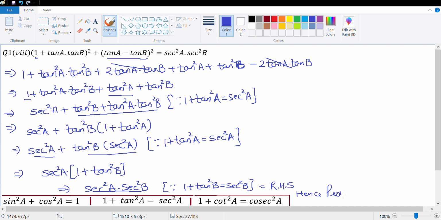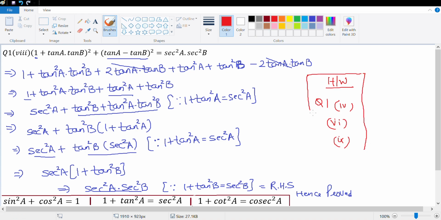Again, a very interesting question. We use the same identity 3 times and we get the final answer. So the homework questions for you from this exercise would be question number 1, part 4, part 6 and part 9. Question number 2, 3, 4, 5, 6, 7, those kind of questions you can ignore. Those kind of questions are never asked in the board exam, but you can still try and solve them.